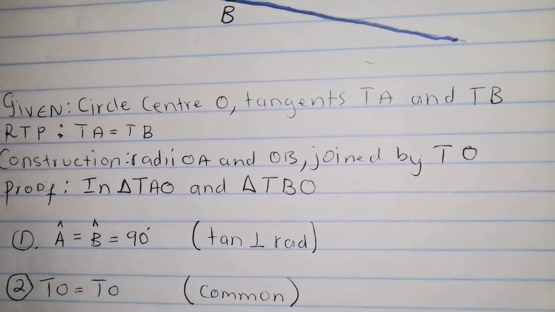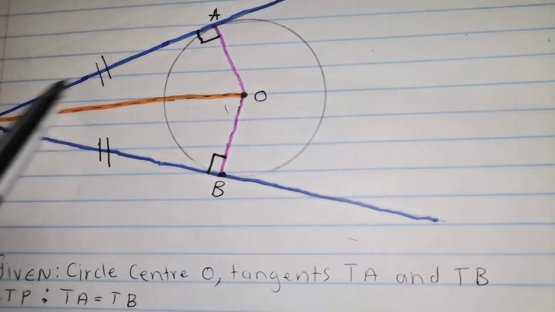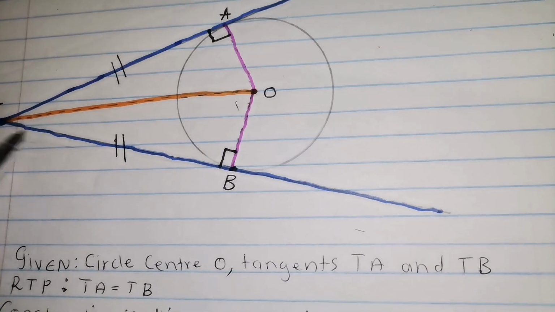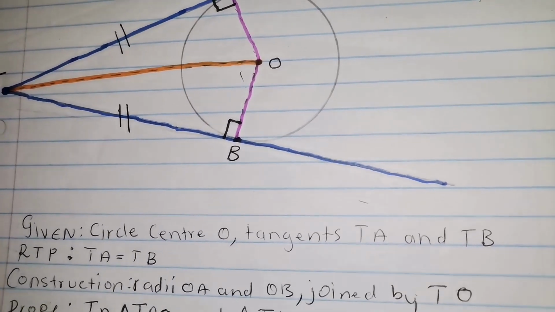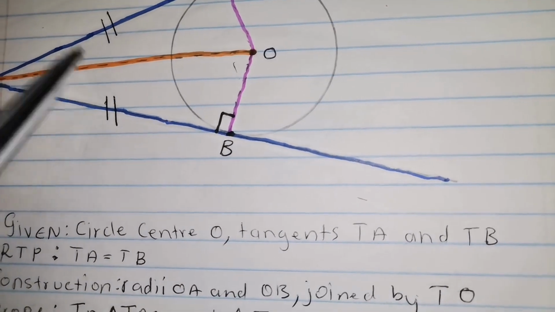Number three, the last one. We cannot say that TB is equal to TA. We're trying to prove that TB is equal to TA. So you cannot involve TB and TA in your proof of congruence right now. You need to prove that these two sides are equal.